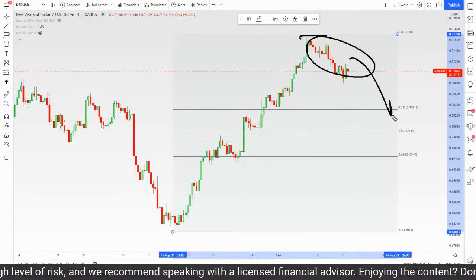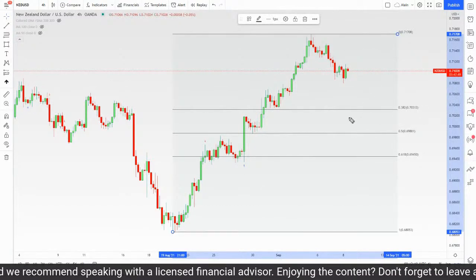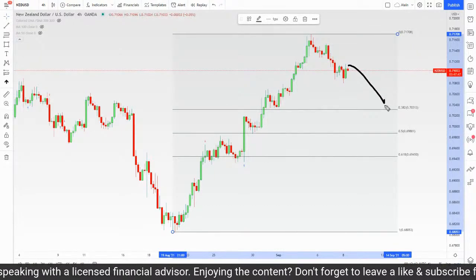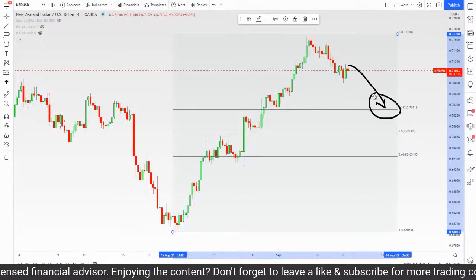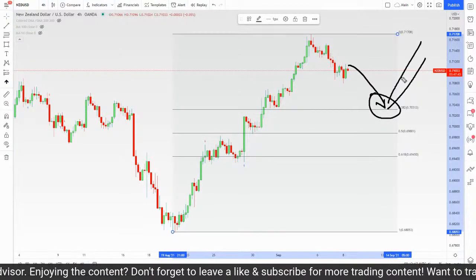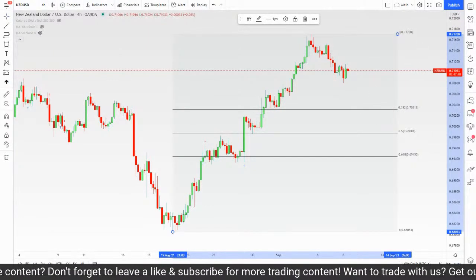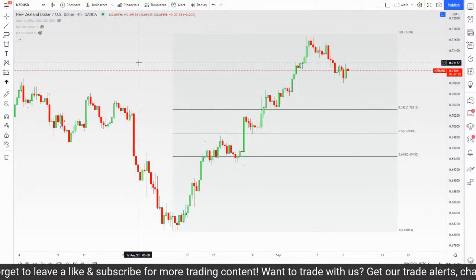I'd like to see it retrace a little bit more, get some sellers looped in, as well as go down deeper to find some bigger, maybe deeper pocket buyers, if you will. So we'll keep an eye on that on the Kiwi dollar, of course.